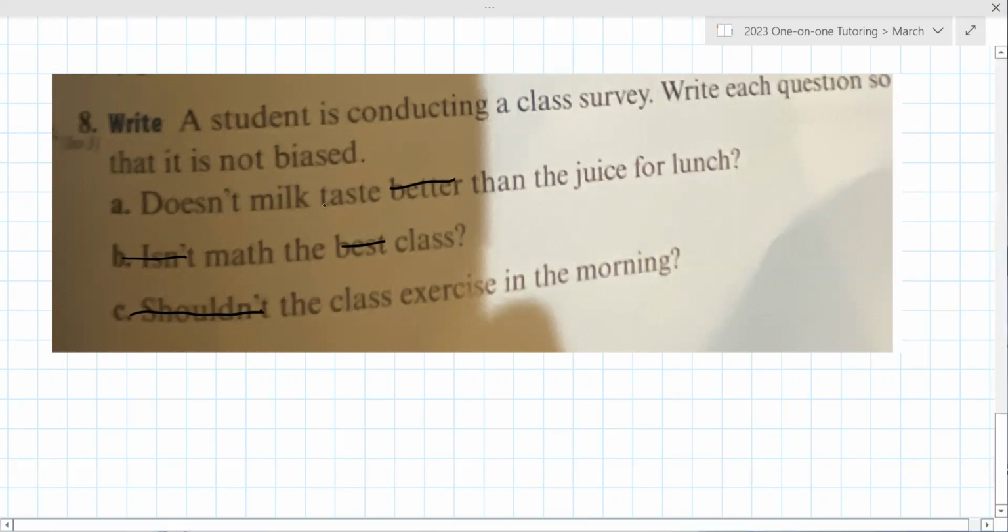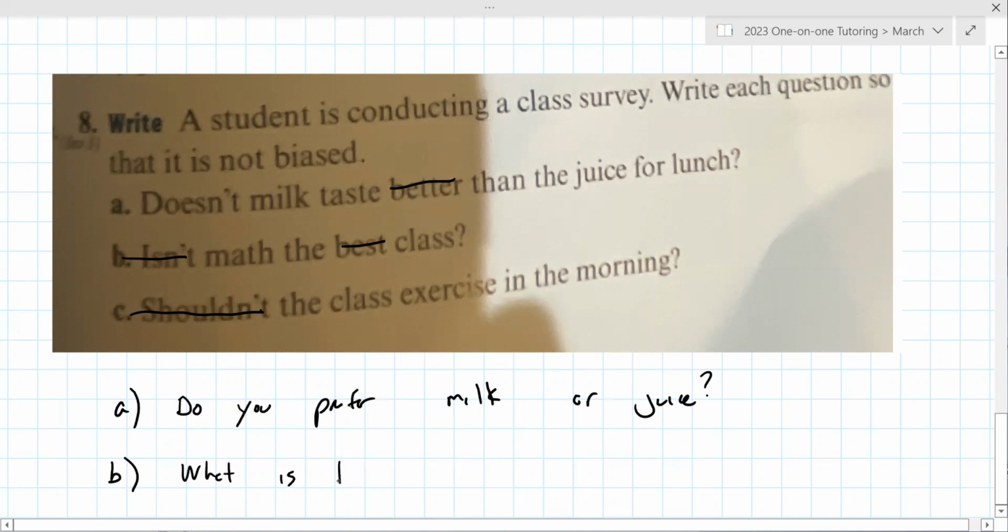So you would just ask someone, do you prefer milk or juice? There's actually some bias in which one comes first, believe it or not. What is the best class?